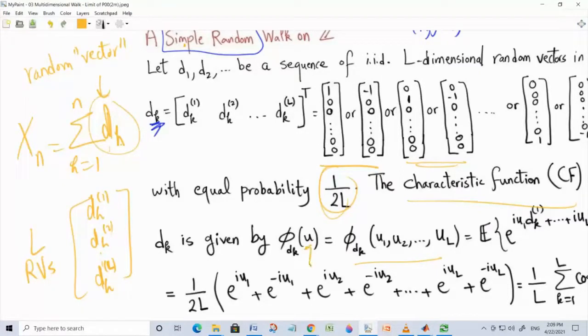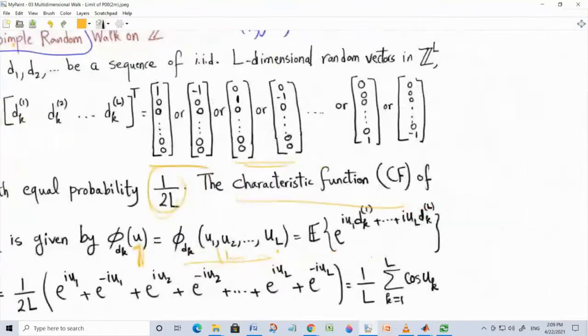Then our characteristic function's parameter u is actually a vector with L parameters, so we have u1, u2 up to ul. It's a multivariate characteristic function, and it is defined as such. It is the expectation of e to the i u1 dk1, so that's the first component in the step vector, up to i ul dkl.